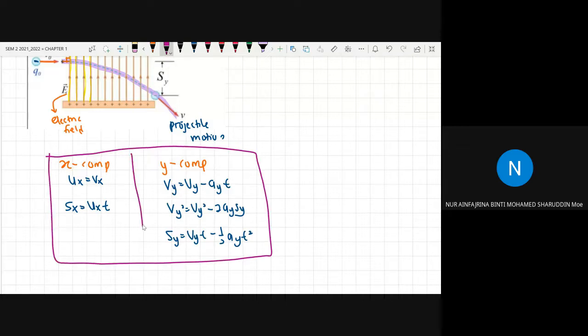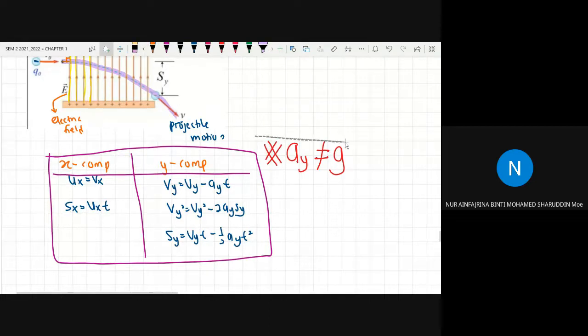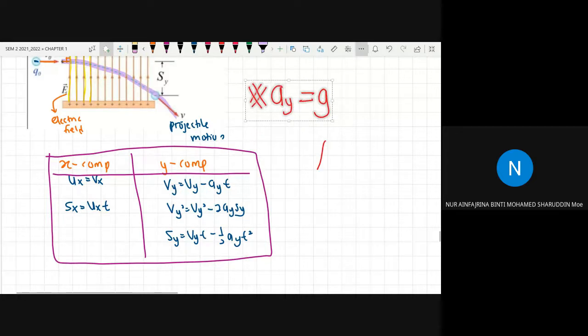Okay, but one thing that I really important that need to remind all of you is that ni penting. AY tak akan sama dengan gravitational acceleration. Remember that. Dia tak akan sama dengan gravitational acceleration. Never. Alright, so dia tak akan sama dengan gravitational acceleration.